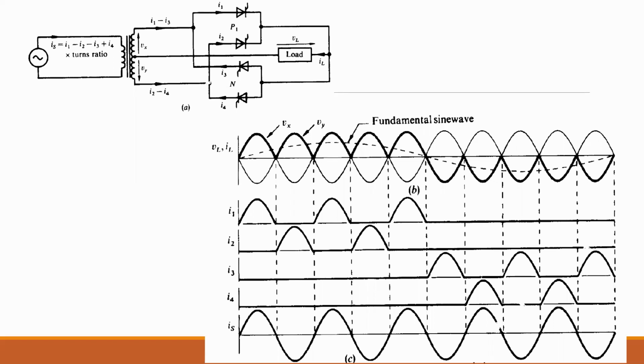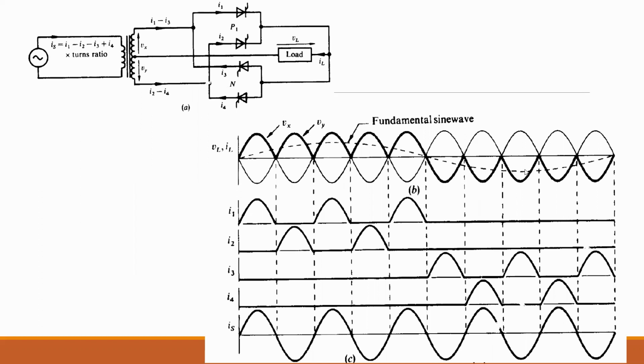But with the negative cycle of Vy, thyristor T4 is connected. So we have to turn on the thyristor T4 with a firing pulse. So when a firing pulse is provided to it, what will happen? It will conduct, and a negative cycle will appear at the output side.